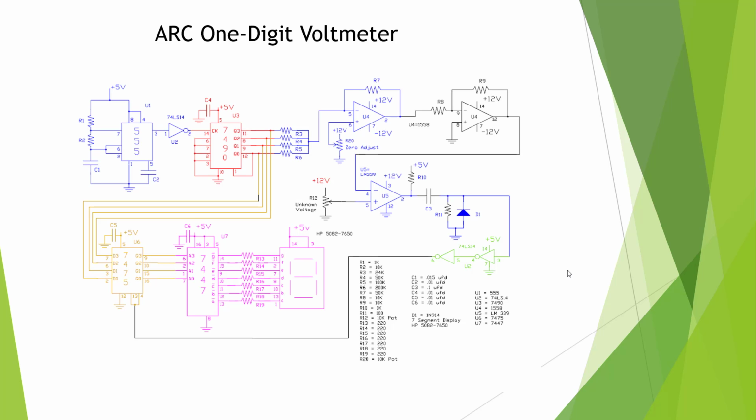Here's our schematic of our ADC one-digit voltmeter, which we'll be using for our lab final. Let me go through this, and we'll go into greater detail when we start troubleshooting it. Basically what we have here is a clock. We're using a 555 timer as a clock. We're utilizing a Schmitt trigger inverter so we can square up and make a better signal coming out of our clock. We're going to feed a 7490, set up in the BCD mode.